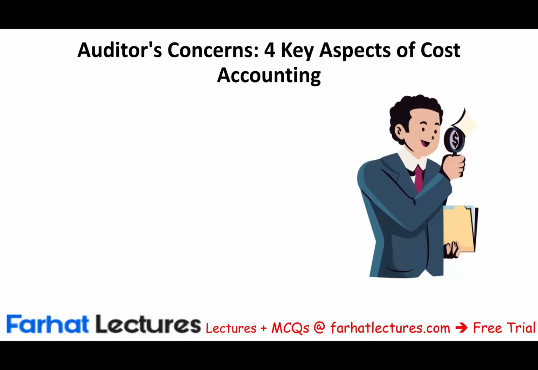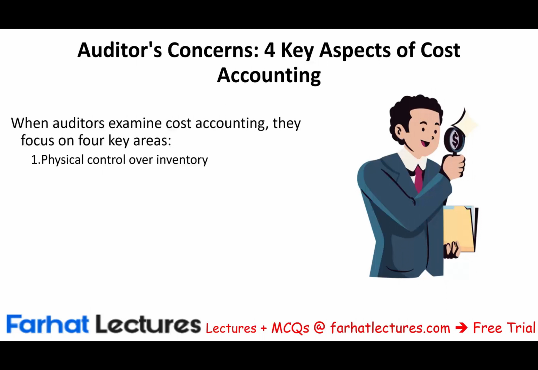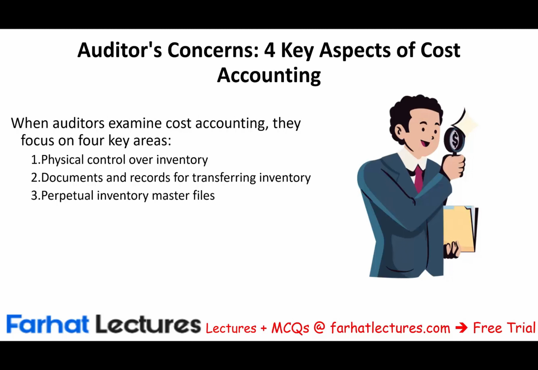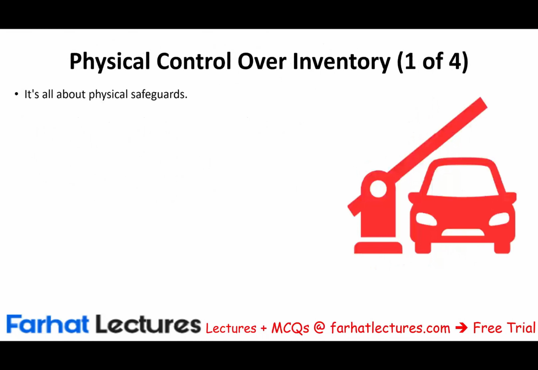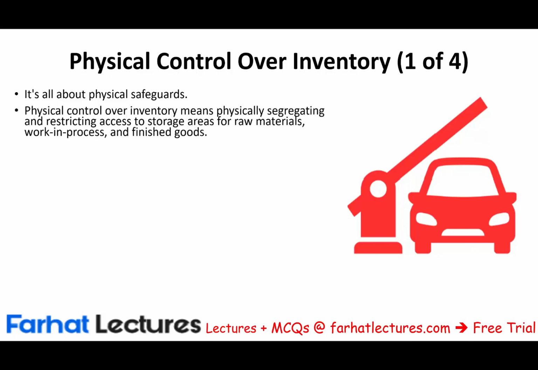As far as auditors, we are concerned with four aspects of cost accounting. First, the physical control of inventory, documents and records for transferring inventory, the perpetual inventory master file, and the unit cost record. First is we want to make sure the assets are physically protected. Physical protection is important, otherwise the assets could be lost. So physical control over inventory means physically segregating and restricting assets to the storage area for raw material, work in process, and finished goods. This controls the movement of inventory.